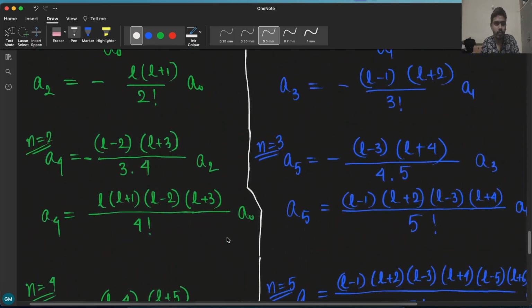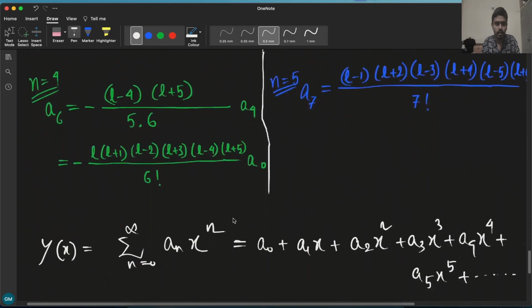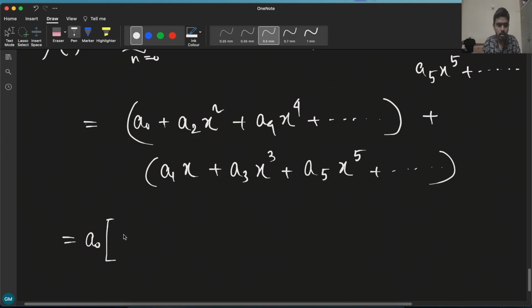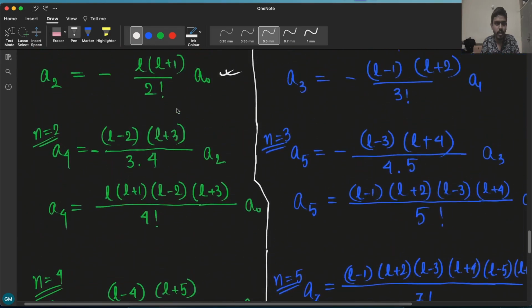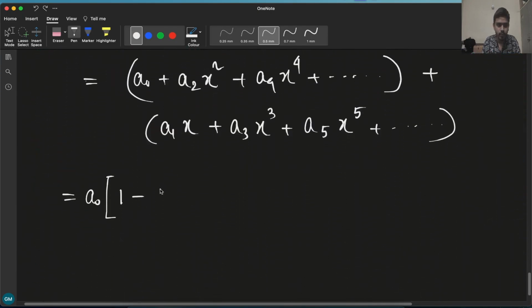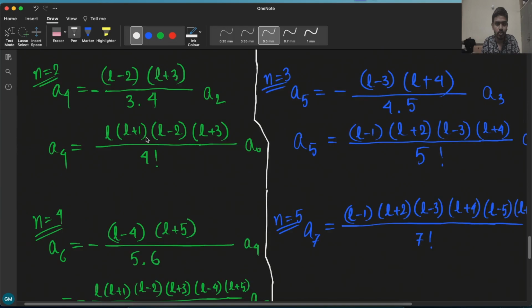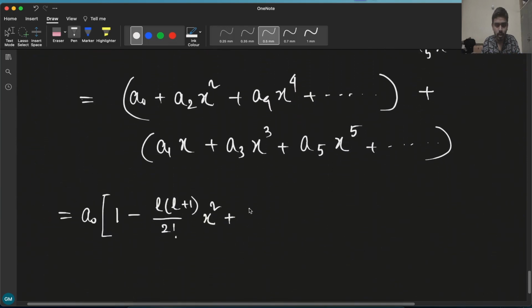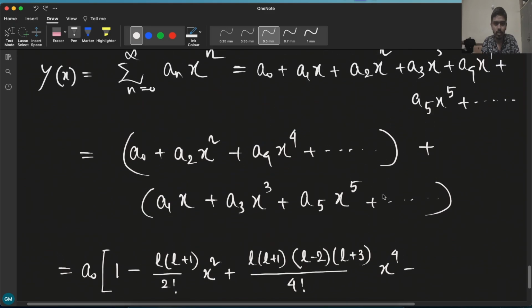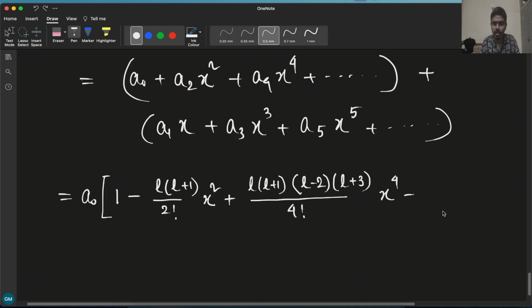And then if I write the value of a2, a2 is this term. I can take a0 outside, so it is 1 plus, or it will be minus basically, because in a2 there is a minus sign, so minus l into l plus 1 divided by 2 factorial times x square, plus a4 is l into l plus 1 times l minus 2 times l plus 3, divided by 4 factorial x to the power 4, plus, there will be minus, basically you can see in a6 there is a minus sign. I'm not writing this in big terms, I'm writing just dot dot dot.